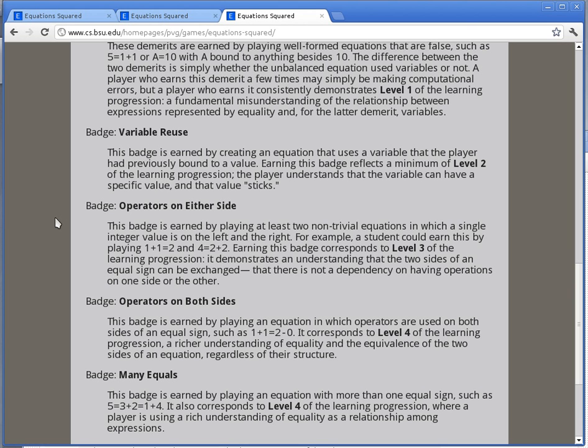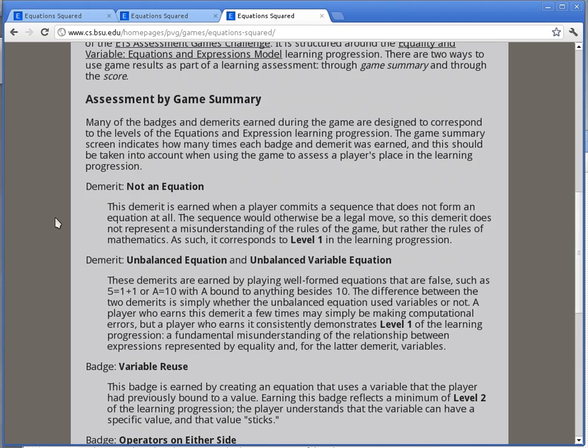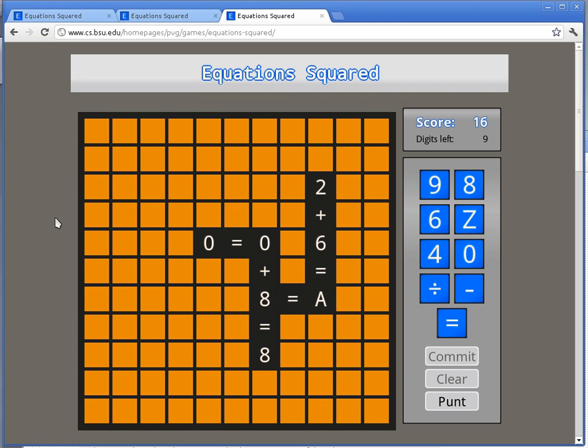For complete details on the learning progressions and their relationship to demerits and badges, be sure to look at this For Educators section. Equations Squared is played free online through the web. It requires no special plugins.